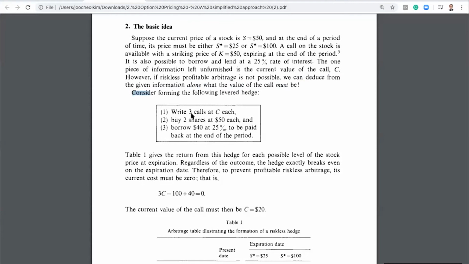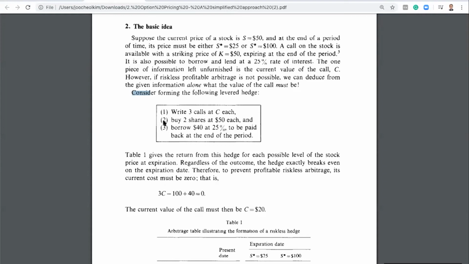So, write 3 calls at C each. Here, write is the old terminology, and that means you are in a short position. So write means sell the call options. We don't know the current value of the call option, but let's just make a portfolio: take the short position of 3 calls. That's number 1.